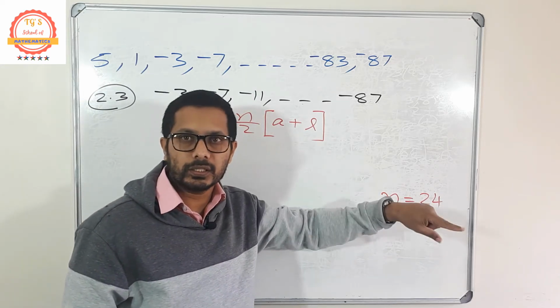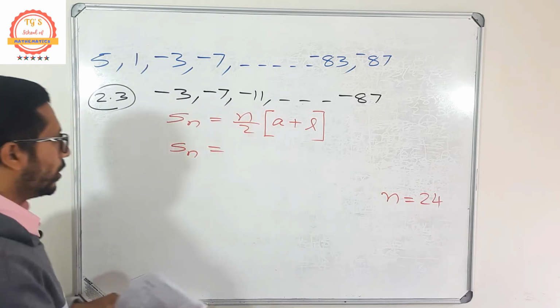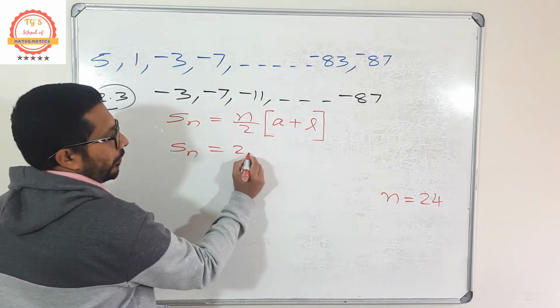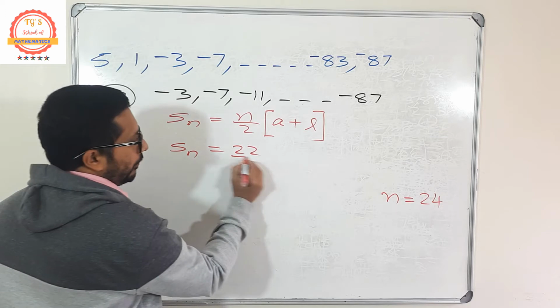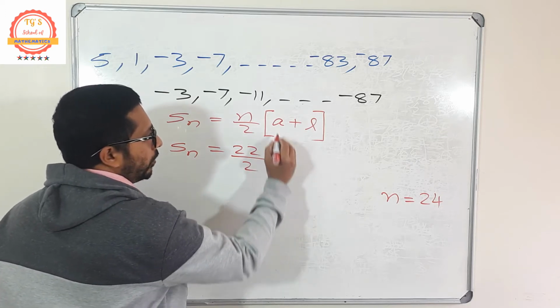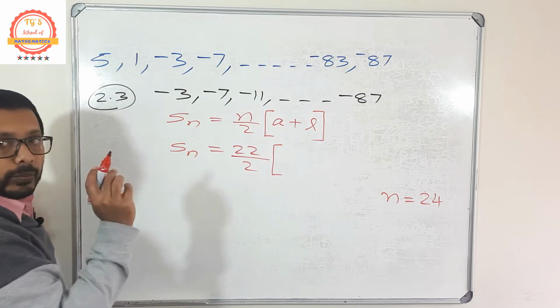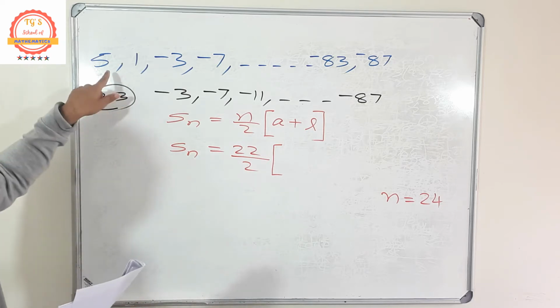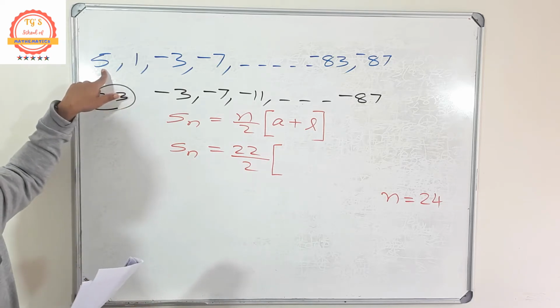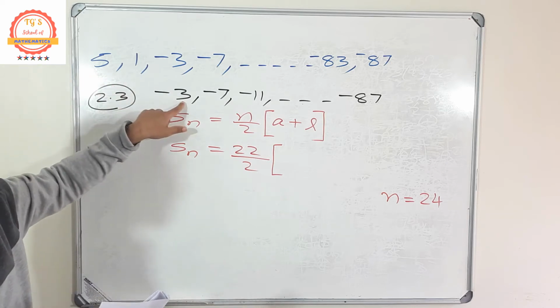24 minus 2, that means 22. So in this sequence the value of n is 22 divided by 2 into a. A stands for the first term. So don't make a mistake here. Don't write this 5 as the first term. No, our new sequence is this minus 3.